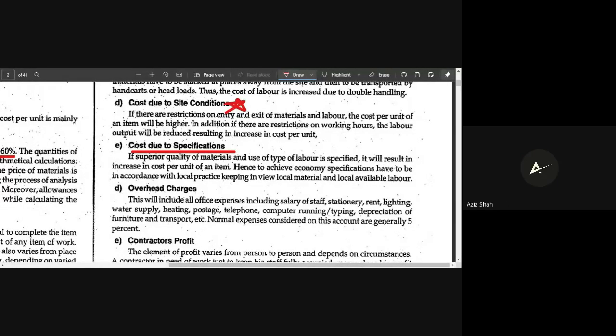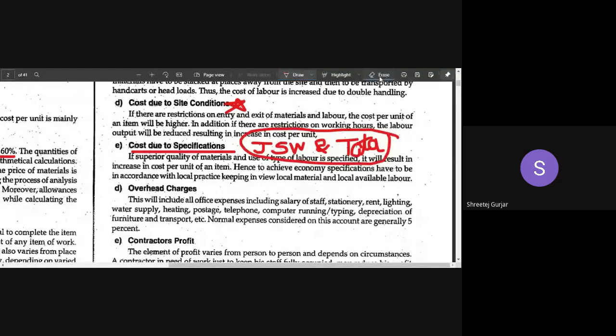JSW and Tata, sir, for steel. JSW and Tata are considered to be leading in the steel industry. They give you very high quality steel. Next, regarding cement, Ultratech. Ultratech is one of the best cements that you can get in your market.